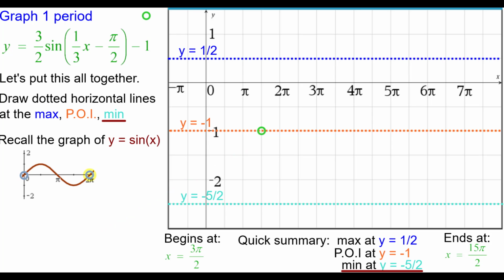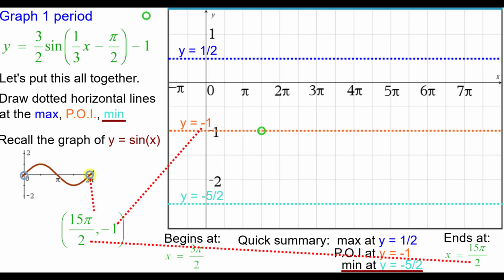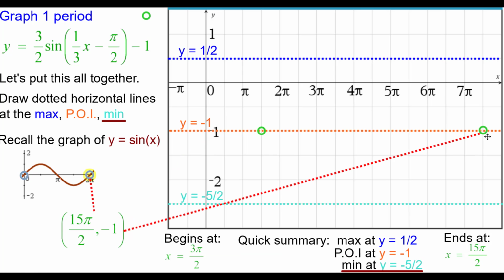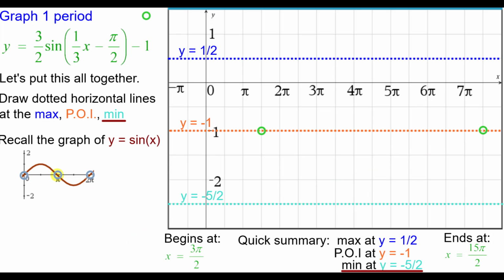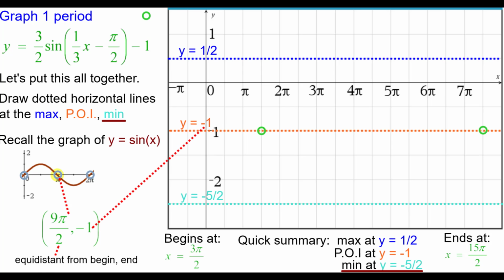Go to the end of the period, which is normally 2 pi, 0, a point of inflection. But for our purposes, it's going to be at 15 pi over 2, comma, negative 1, where our points of inflection are. And that's plotted way down here. Halfway between those is another point of inflection, normally at pi, 0. In our case, we have to actually calculate where that is, and it's at 4.5 pi, comma, negative 1. So it's equidistant between these two points.